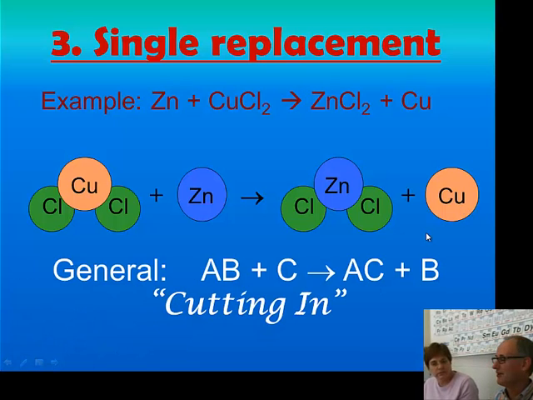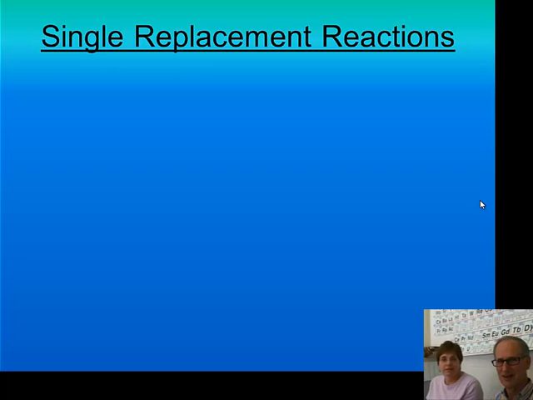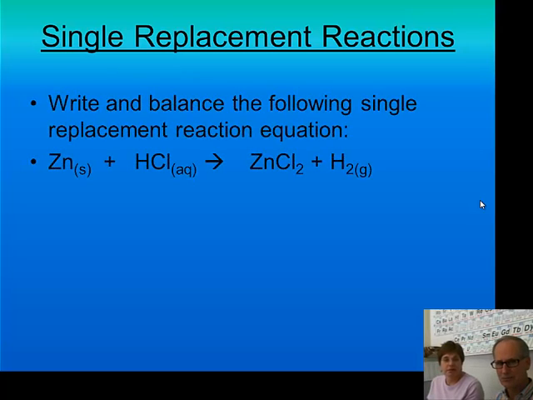I kind of tend to call this cutting in. See, I have dance analogies for these. You must be a pretty darn good dancer. Not good enough for dancing with the teachers, but, well, zinc, in this case, cut in. It's now dancing with chlorine. Poor little copper sitting on the side. Yep.